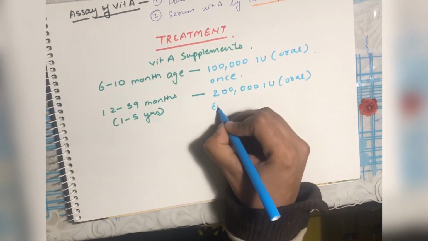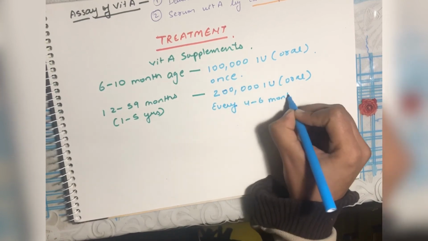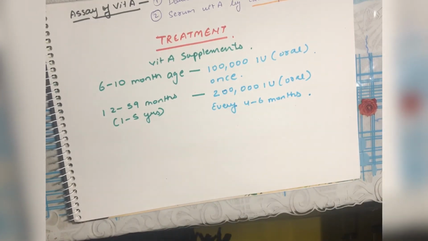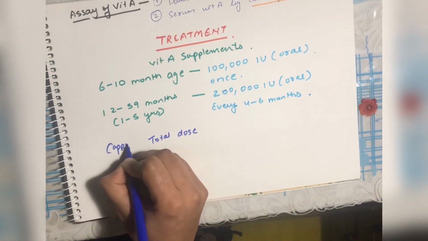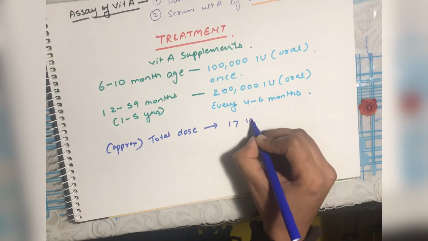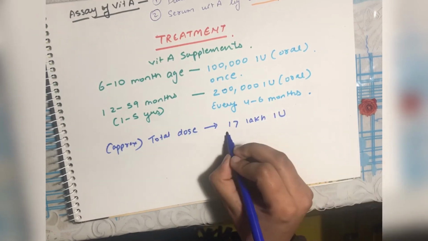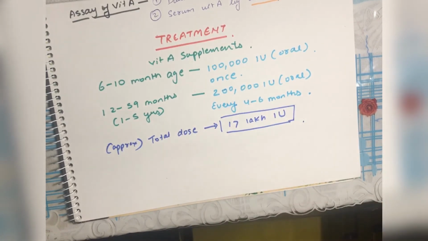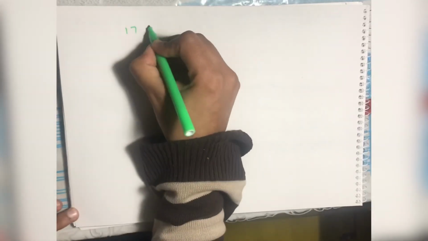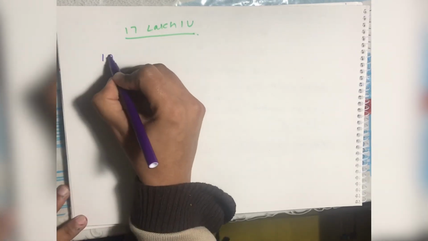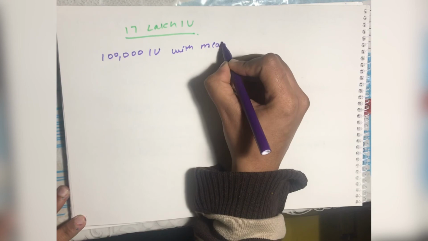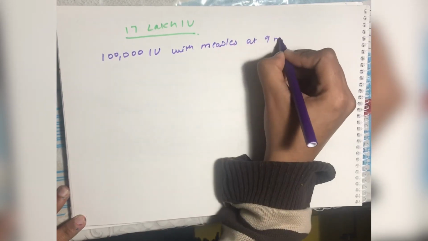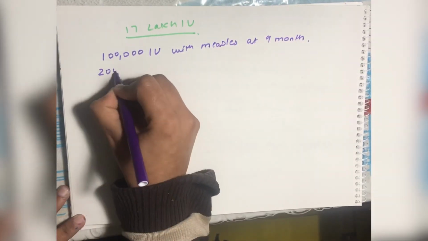On an average, or approximately, the total dose of vitamin A that should be given is 17 lakh international unit. So now how can we give this 17 lakh international unit? How can we schedule this? The first dose we have to give is 1 lakh international unit. This is given with the measles vaccine at 9 months.